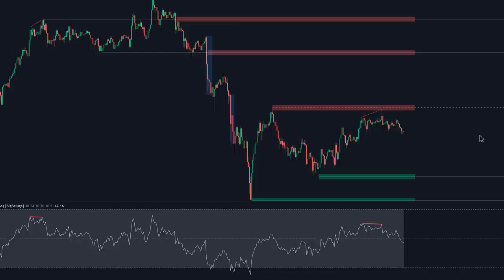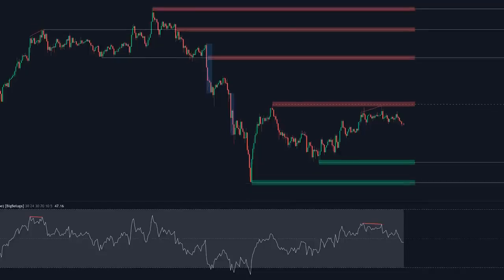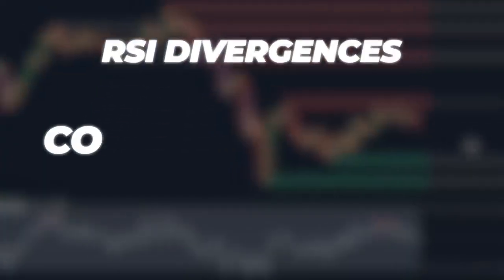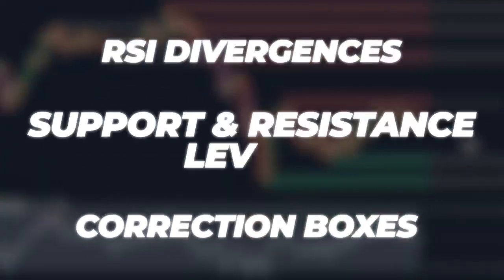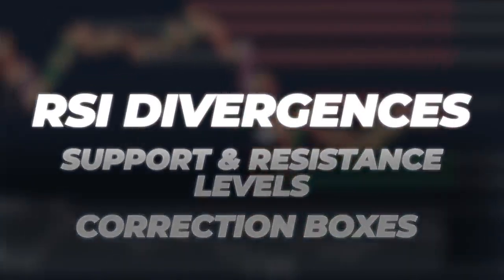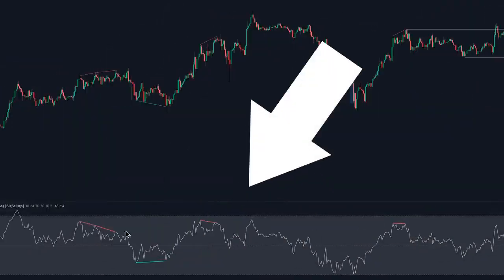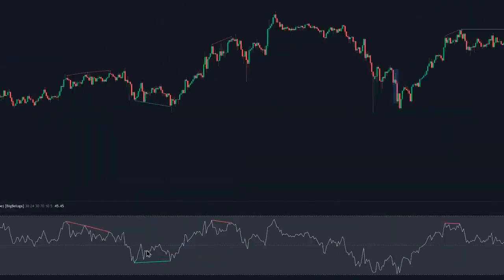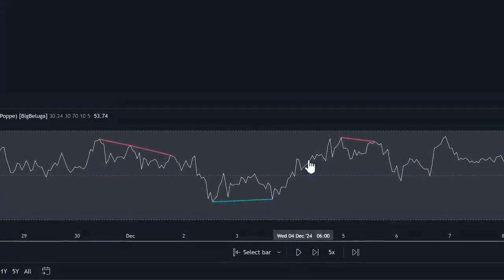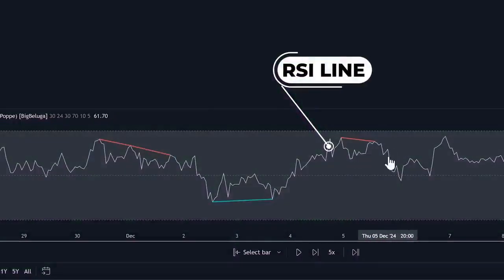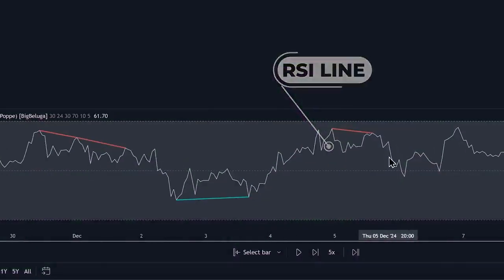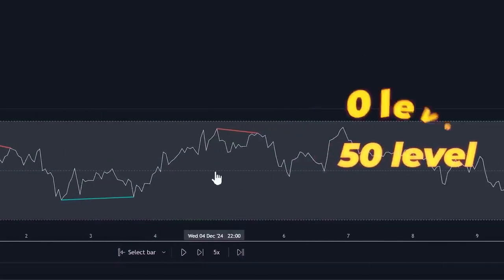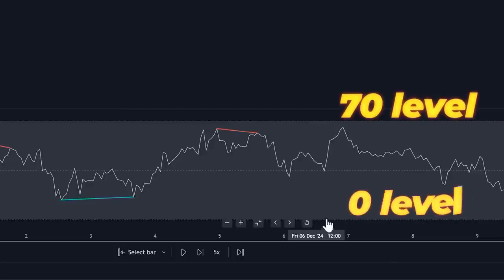Now, in order to talk about its functionality, we need to focus on its three key features: RSI divergences, correction boxes, and support and resistance levels. Let's start with RSI divergences. This section of the indicator at the bottom is actually an RSI indicator. The white line is the RSI line. It also includes most standard RSI features, such as the 50 level in the middle, the 70 level at the top, and the 30 level at the bottom.